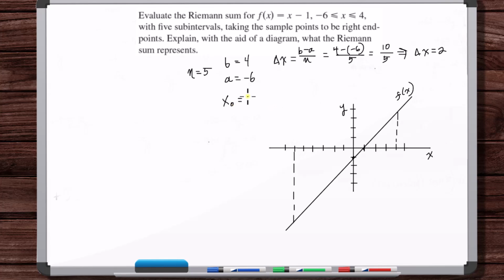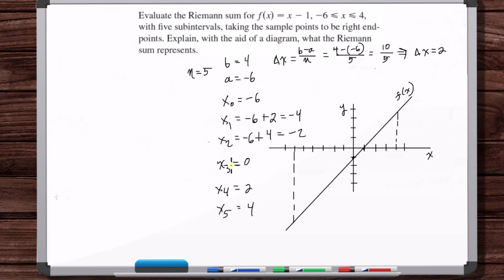Then x0 is a. x1 is a plus delta x, which is 2, so minus 4. x2 is a plus 2 times delta x. Then x3 we can see is going to be 0. x4 is going to be 2, and then x5, which is xn, is going to be b, which is 4. These are the right endpoints.